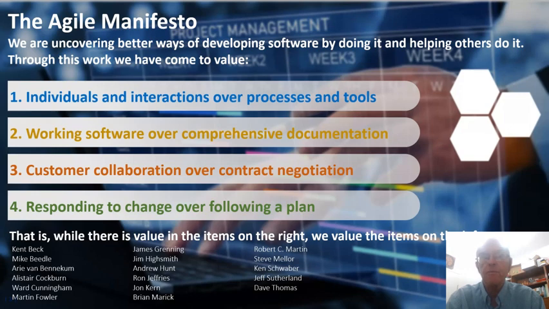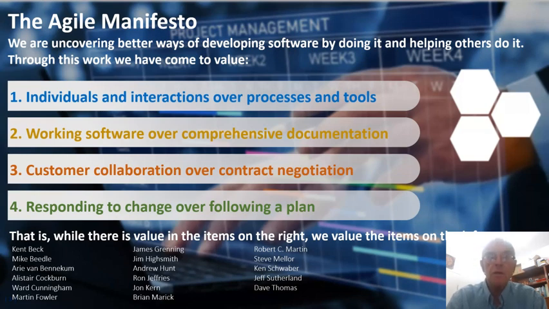2. Working software over comprehensive documentation. The Agile Manifesto highlights the importance of delivering functional and usable software over extensive and detailed documentation. While documentation is still important, the emphasis is on producing working software that can be tested, demonstrated, and refined.